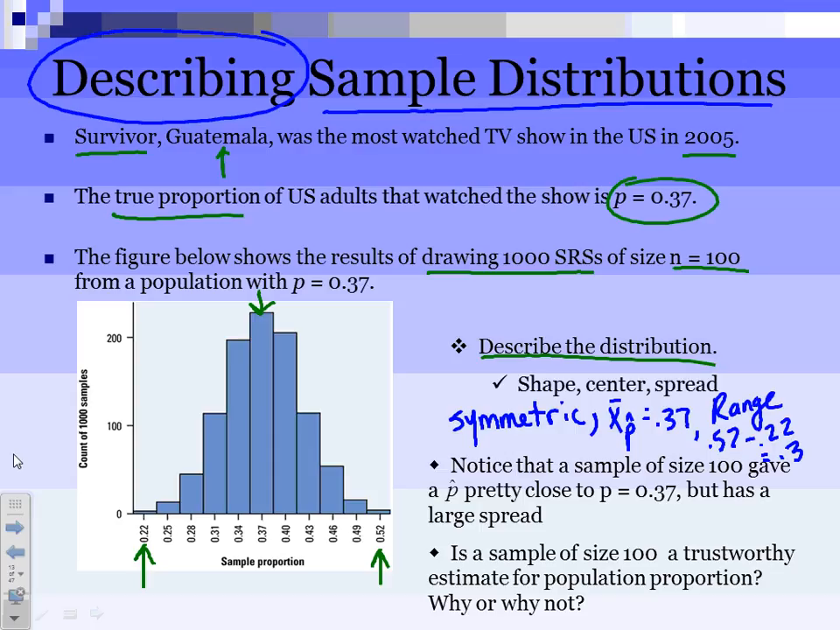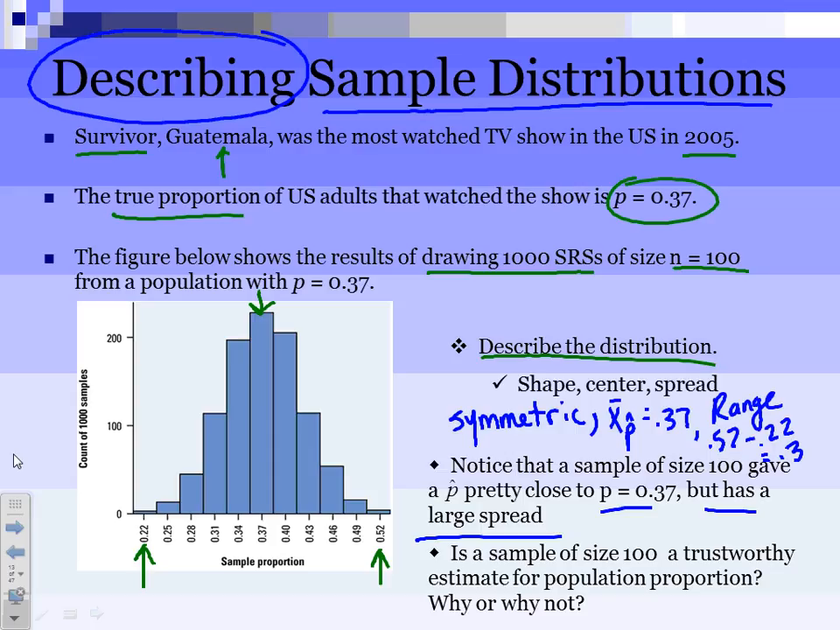So it says, notice a sample of size 100 gave a p hat pretty close to the p, which was 0.37, but it has a large spread. Is a sample of size 100 a trustworthy estimate for the population proportion, and why or why not? Well, if you were interested in this, you would probably be an advertiser, and you're looking to buy time or sell time for different shows to get your product out there, or to make money for the network if you are working for the network.